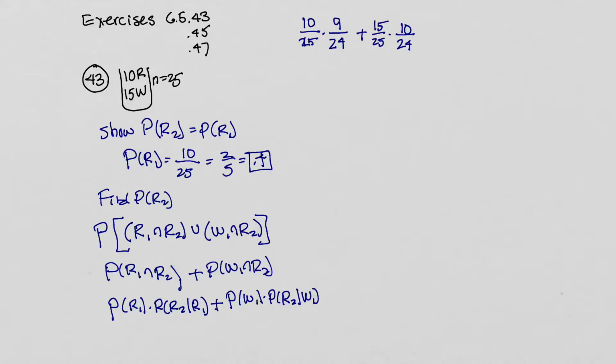And when I multiplied these out and then added them together, I just happened to get 0.4. So now remember, this one here is the probability of getting a red on the second. And this one, back over here, is the probability of getting a red on the first. They're both equal to 0.4. So we've done it.